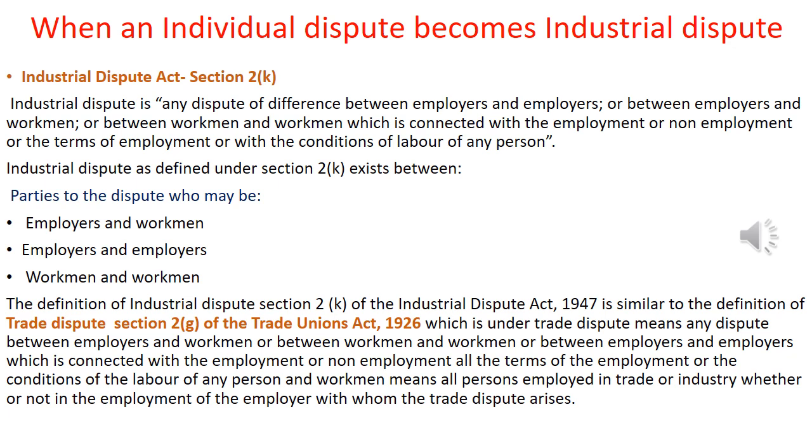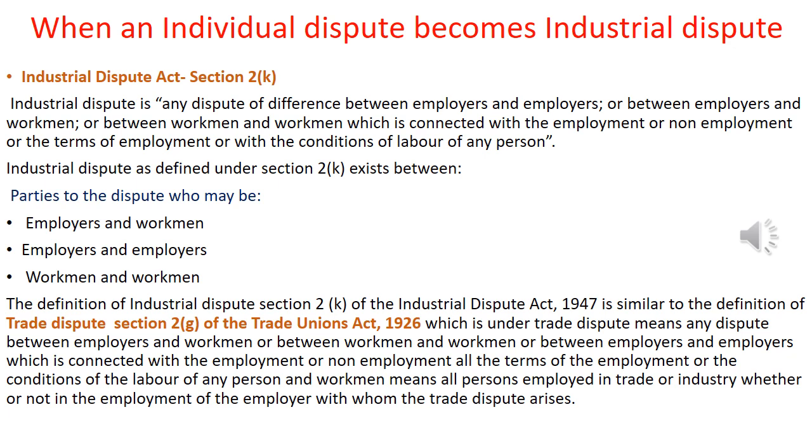Today in the series of labor law episodes, let us move to the new topic, Industrial Disputes Act 1947. Let us learn when an individual dispute becomes an industrial dispute. We have certain definitions. When these definitions are complied with, then we can say the individual dispute is nothing but an industrial dispute. Let us look into that.